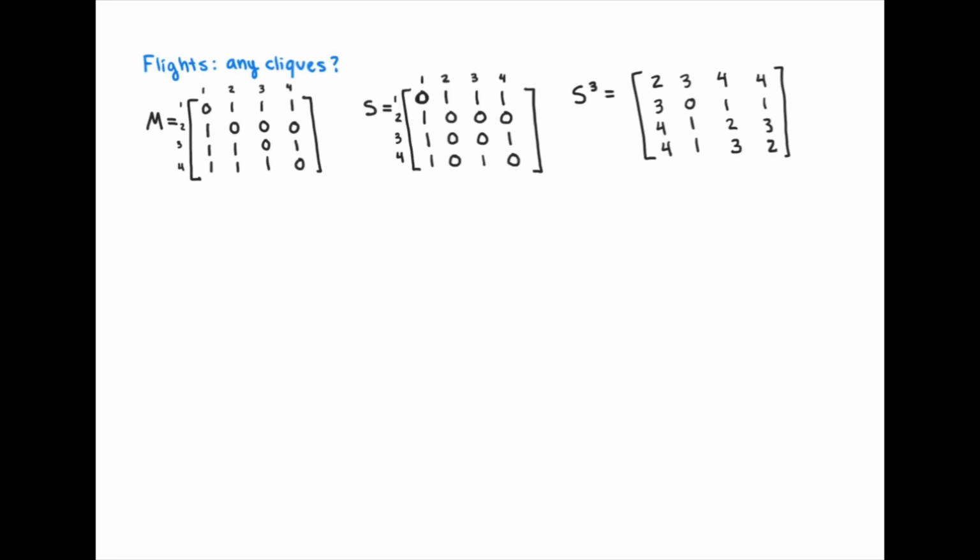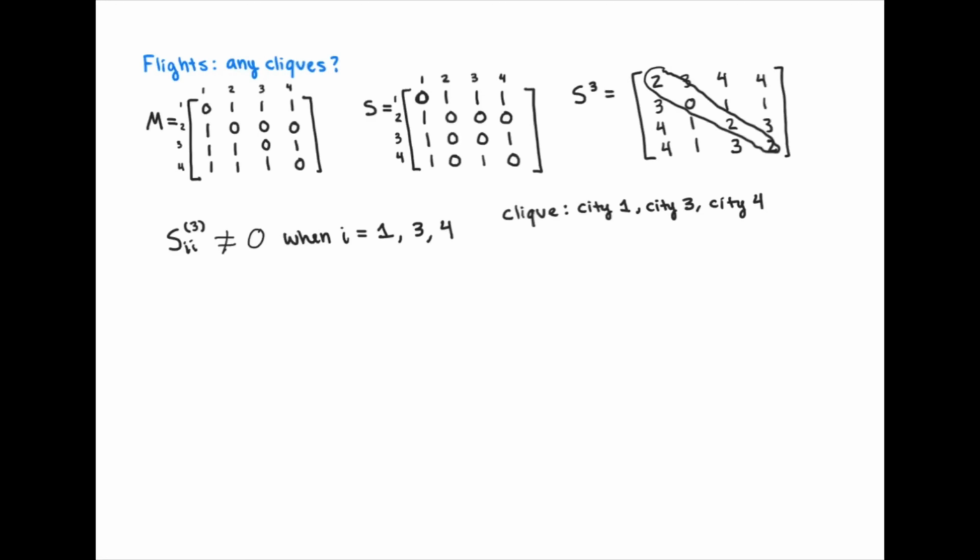So now that we've finished filling out S and found S cubed, we want to say where is the ii entry not equal to 0. And for this we want to look at the diagonal. And we can tell that S_ii, when it's cubed, does not equal 0 when i equals 1, 3, and 4. This means that cities 1, 3, and 4 are all part of a clique, and it turns out to be the same clique if we look at the conditions.